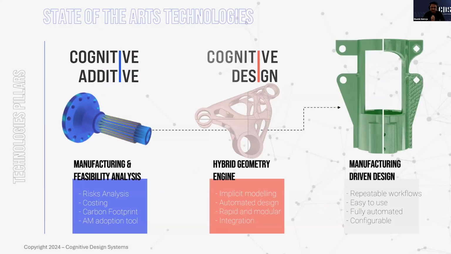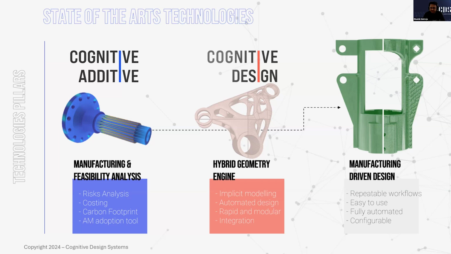So first of all is the manufacturing and feasibility analysis tool for additive manufacturing. It's also our standalone tool called Cognitive Additive, where we go through risk analysis, costing, carbon footprint analysis, and it helps us to also bring some of the customers who are new to additive manufacturing to adopt the technology in the right way to create components for that specific technology if it makes sense business-wise.